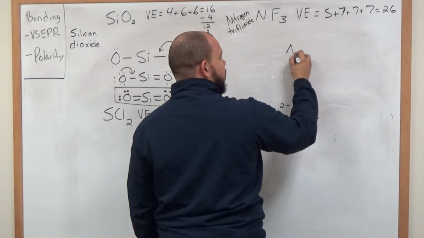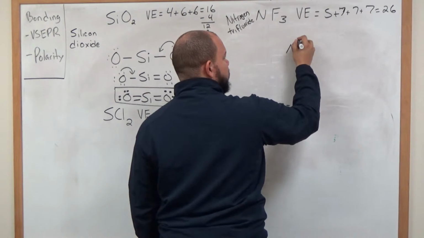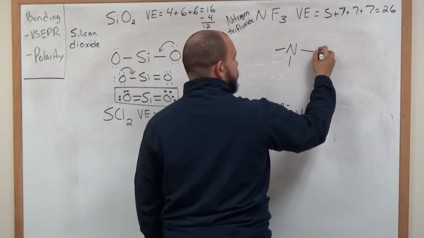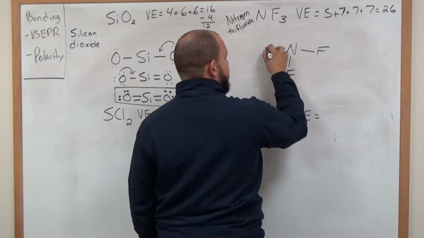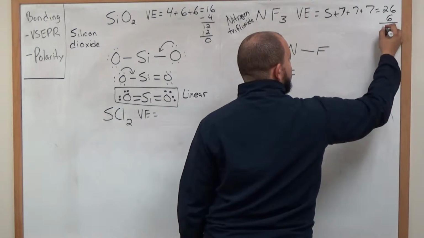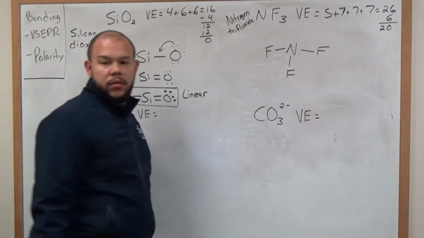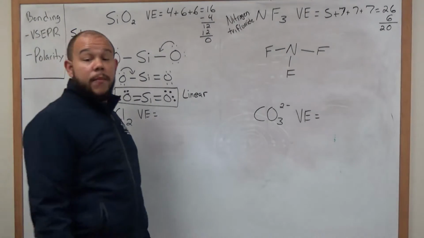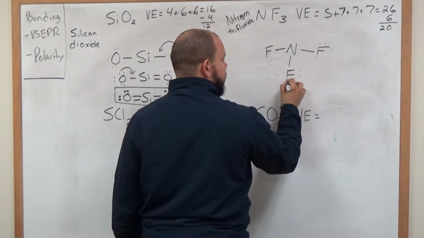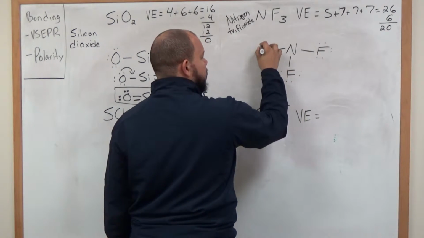Nitrogen is the least electronegative. Nitrogen belongs in the center. We need to make a bond to each of the fluorines. We have used 6 electrons. That means that we have 20 left. Those 20 go around the most electronegative atom. 1, 2, 3, 4, 5, 6, 7, 8, 9, 10, 11, 12, 13, 14, 15, 16, 17, 18.